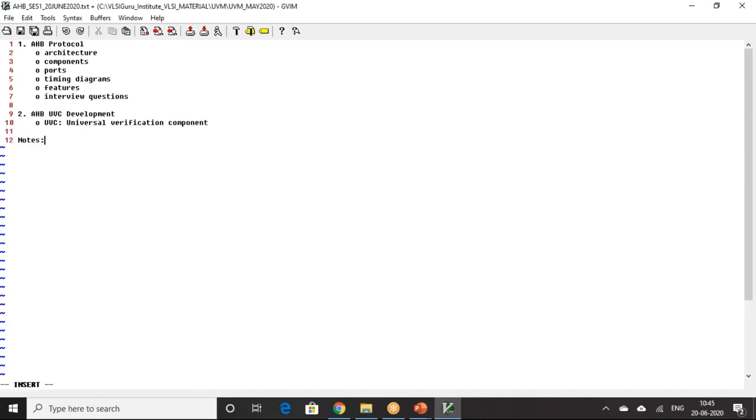Okay, so now let us start with the AHB protocol. In UVC development, we will develop the AHB master UVC and slave UVC. The master UVC behavior is validated using the slave UVC. So that is what we are doing. Now let us start with the AHB protocol understanding.